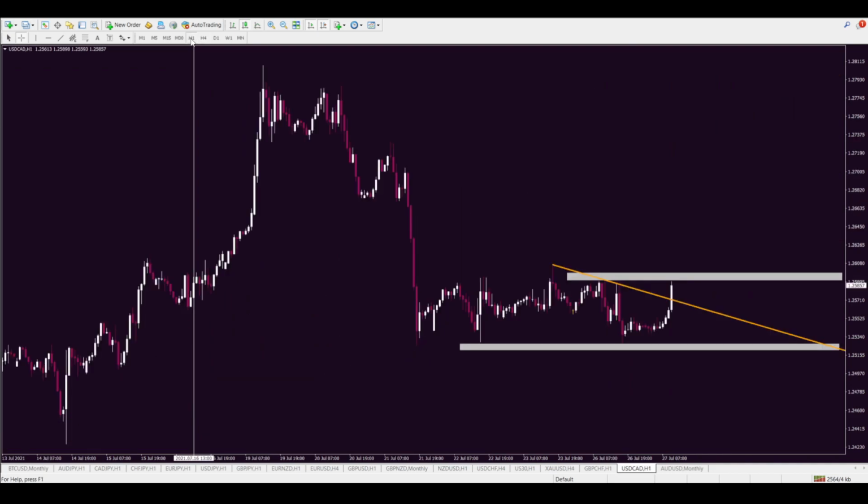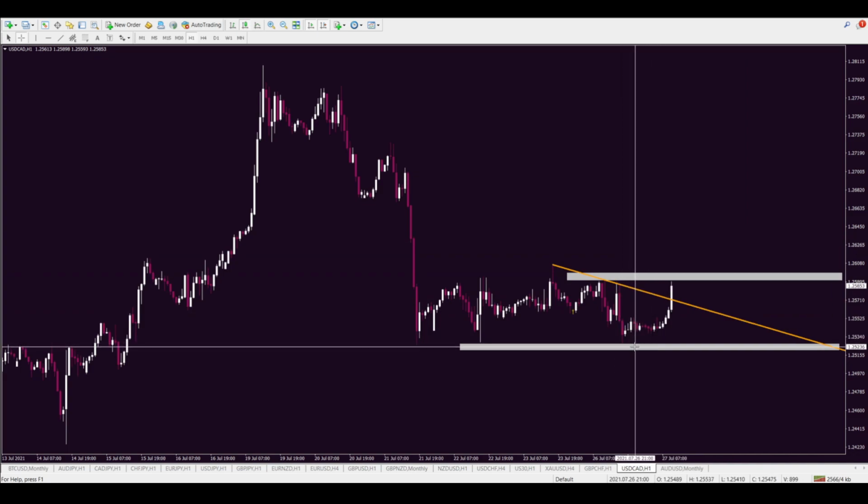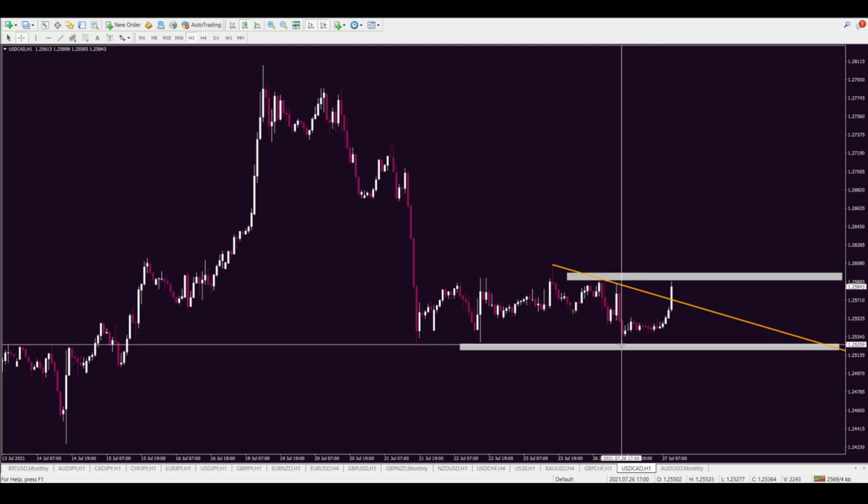H1. Yeah. So for me, if I get a break below this point with the price not going above this point, I would sell. If I get one above this point with the price not going below this one, I would buy. So simple one on USD CAD. On to the last and final one.